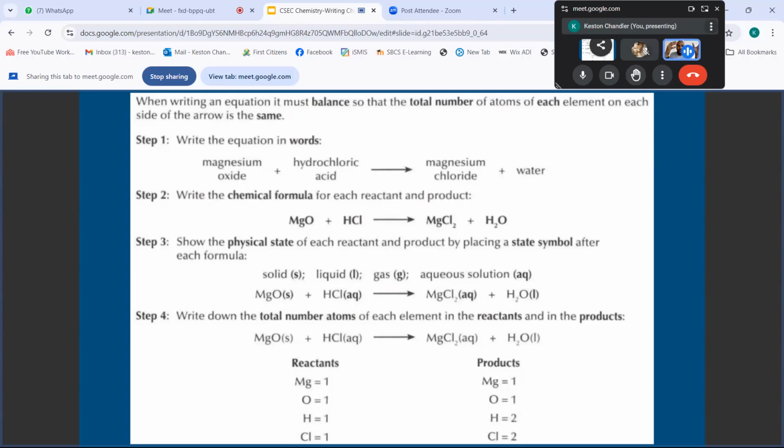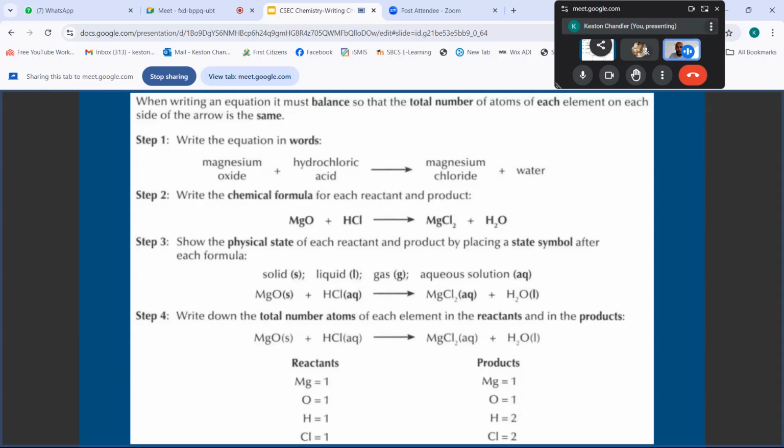So those are the molecular formulas for magnesium chloride and water. We looked at the words, we then looked at the formula. We need to show the physical state of the reactants and the products, and we place what we call state symbols after each formula. The state symbols that we usually use are S for solids, L for liquids, G for gases, and AQ for aqueous solution, right?